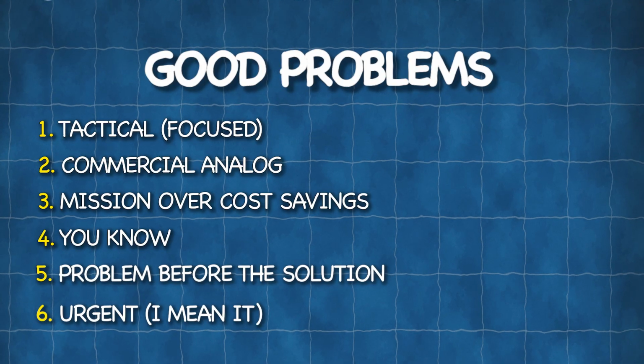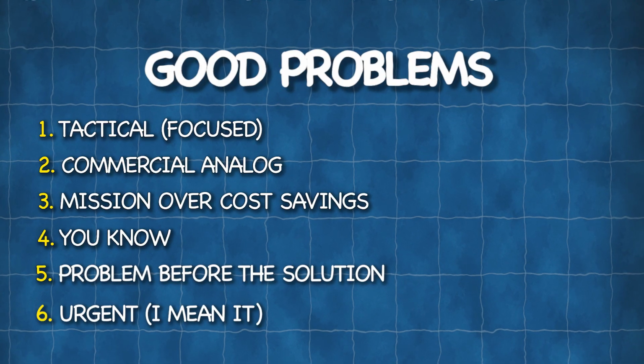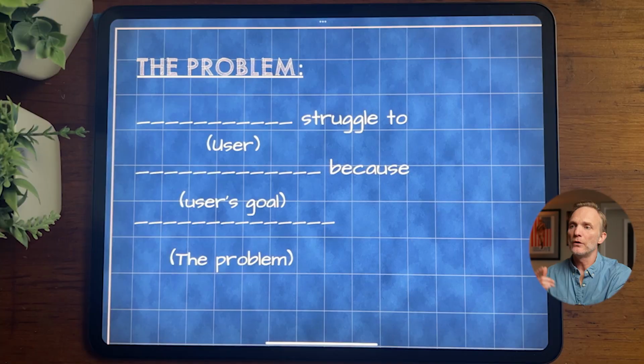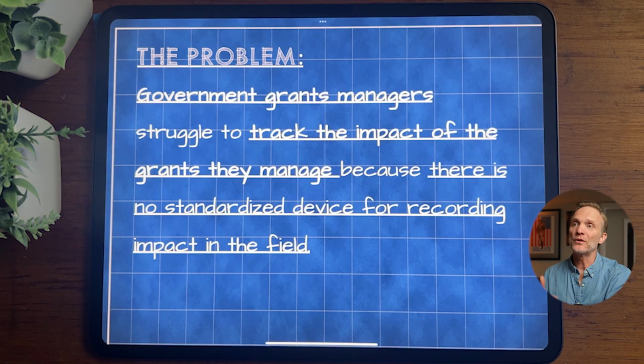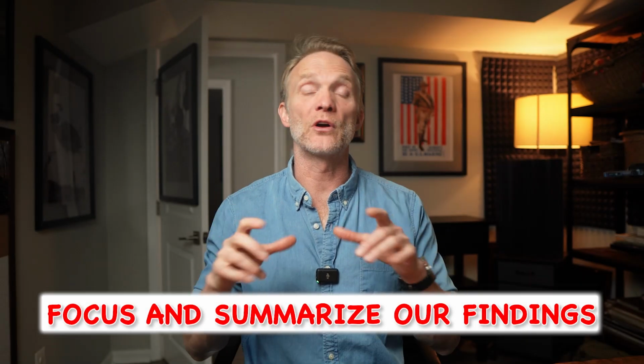Now, let's turn our findings into a problem statement. And I think the best way to do this is with a Mad Lib. So fill in the user, what their goal is, and what the problem that they have is. So for example, maybe this is our problem. Government grants managers struggle to track the impact of the grants they manage because there's no standardized device for recording impact in the field. And our goal with this Mad Lib is to help us focus and summarize all our findings.